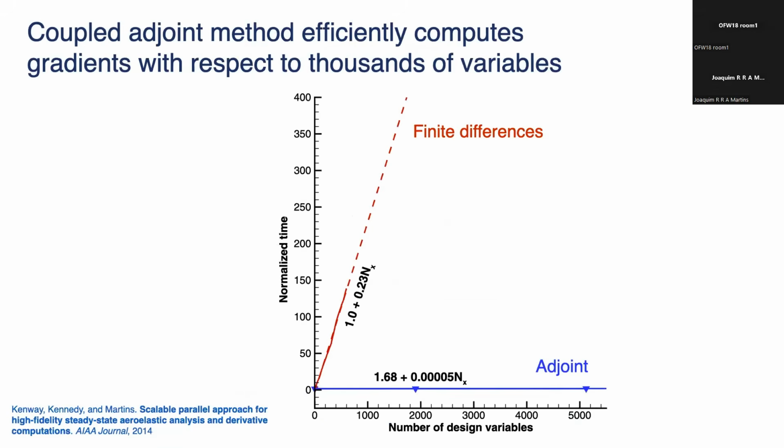But it did work, and you can see here the scalability of doing finite differences versus doing the adjoint method. With finite differences, it's a linear variation, but it's very steep. You cannot handle more than a few variables, whereas with the adjoint, you can do thousands. The slope is practically flat, right? That's the key of the adjoint, and in this case, the coupled adjoint.